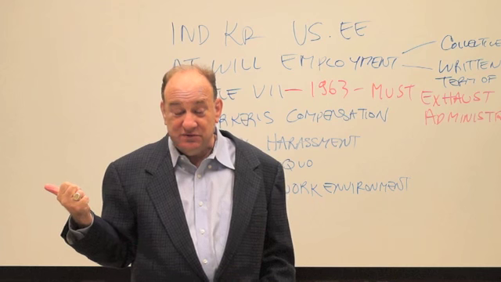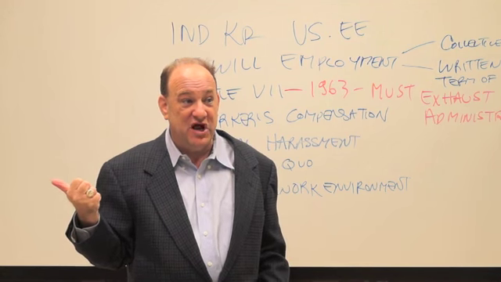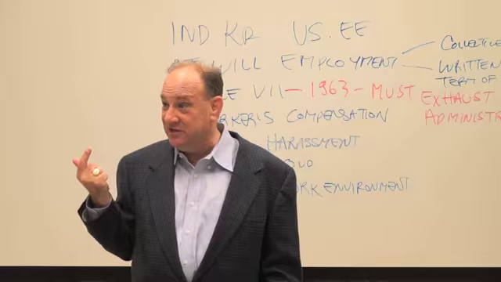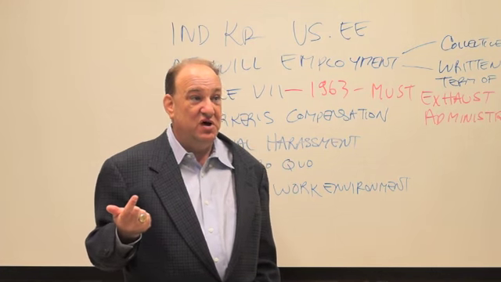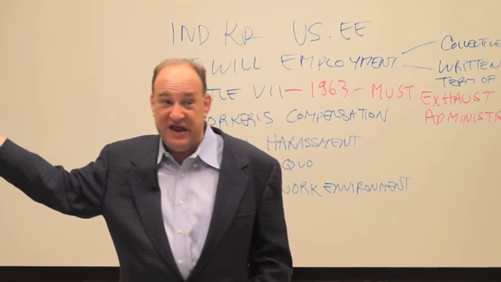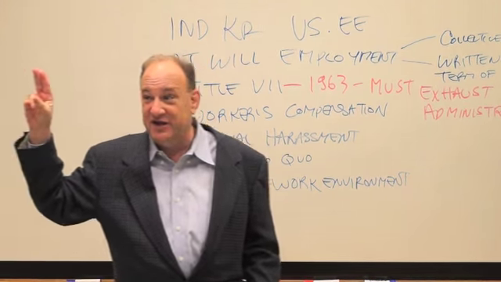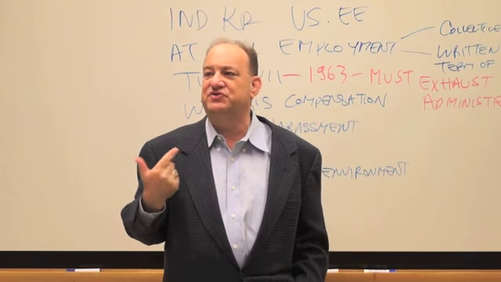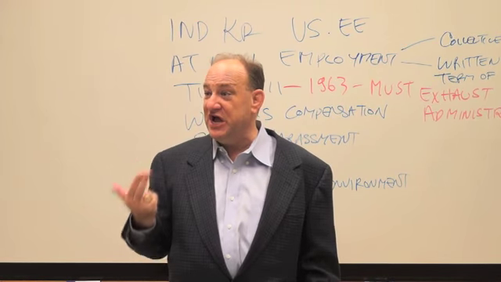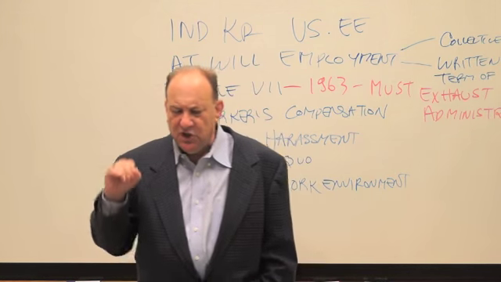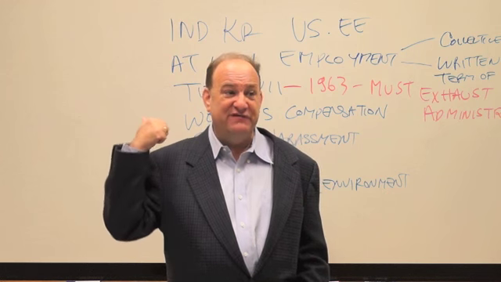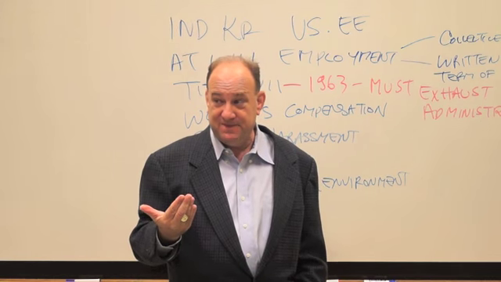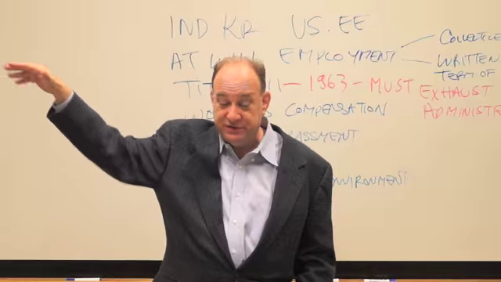National origin is one. If you come from another country, you're a member of a protected class. If you're over the age of 40, you're a member of a protected class. If you are now disabled under the ADA, which was not around in 1963, it's become relevant more recently, and we'll talk about the ADA a little bit later. You can't be discriminated against based on your religion or your gender or your race. Those are the major protected classes. So we have national origin, age, race, gender, religion, and now disability under the ADA, which is more recent.